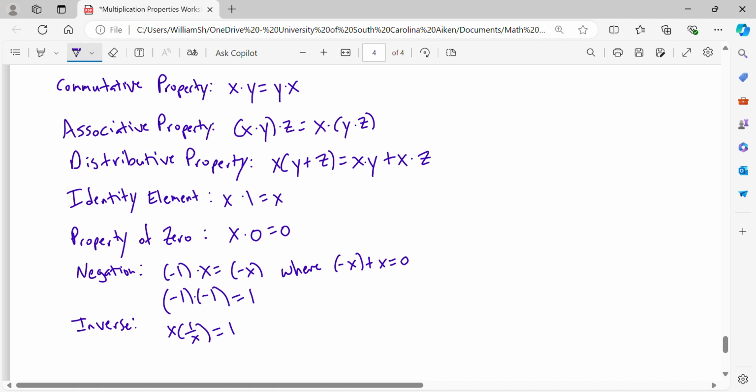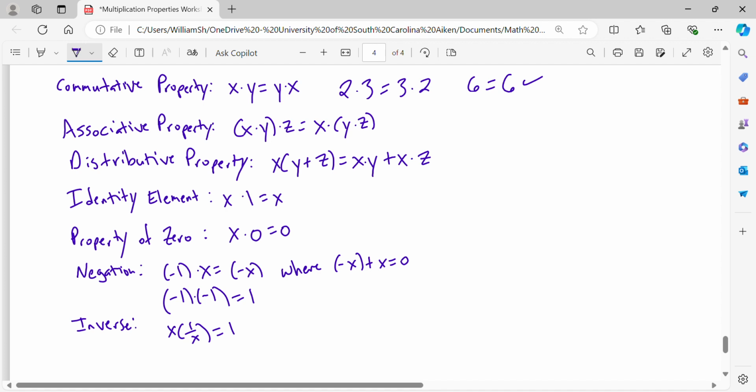Now, let's look at some of these multiplication properties first. First one we're going to look at is the commutative property of multiplication. So x times y is the same thing as y times x. The order does not matter when you multiply. Okay, if you're multiplying two terms, it doesn't matter if you do 2 times 3 or 3 times 2. So here, if I do 2 times 3, that's the same thing as saying 3 times 2. Because 2 times 3 is 6, and 3 times 2 is 6. It's the same thing. That's the commutative property of multiplication.